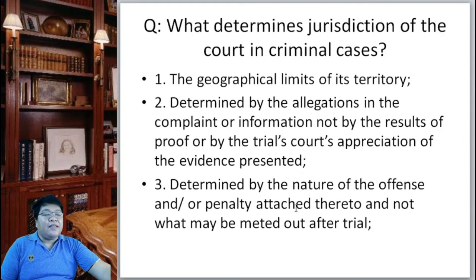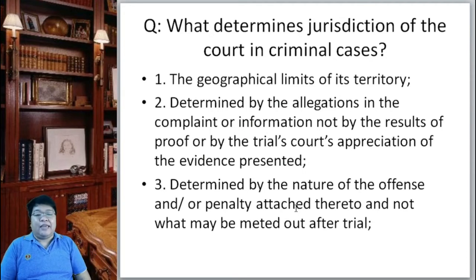Now, next, what determines the jurisdiction of the court in criminal cases? Okay, jurisdiction is provided for by law. Now, paano natin in criminal cases where venue is jurisdictional? We will discuss this very important issue later. First is geographical limits of its territory. Saan na-commit ang krimen? Okay?